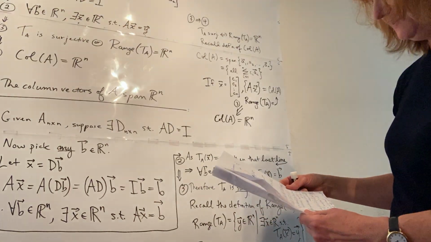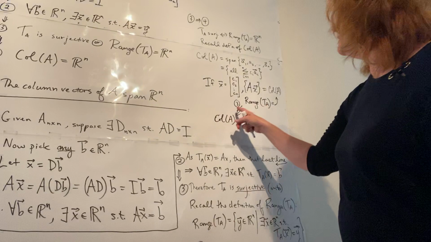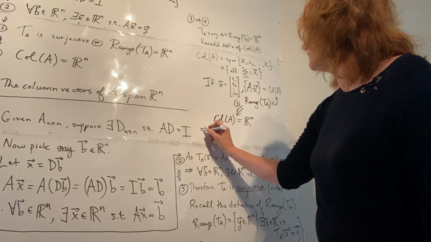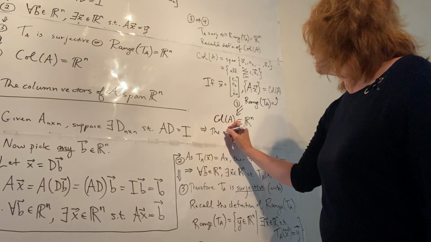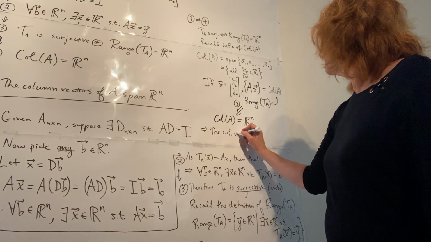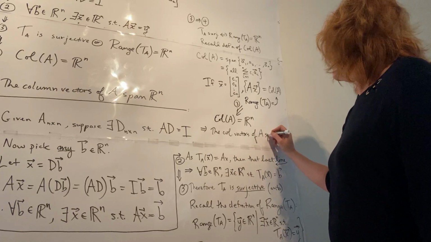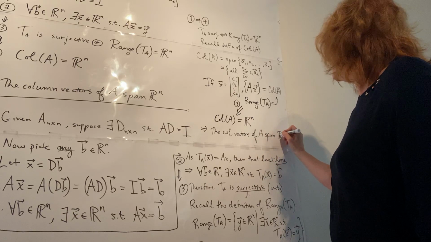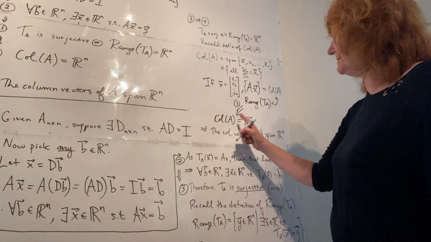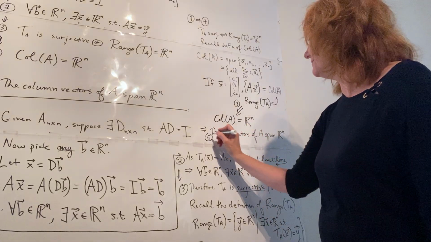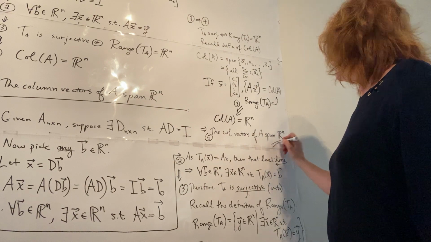All right. You'll notice that this also implies, therefore, that the column vectors of A span Rn. Right? They have to. If the column space is equal to Rn, then this has to be true. And that's statement number 5. So we're done.